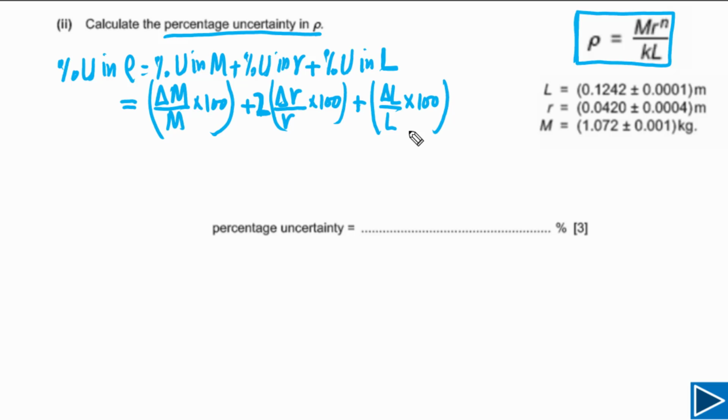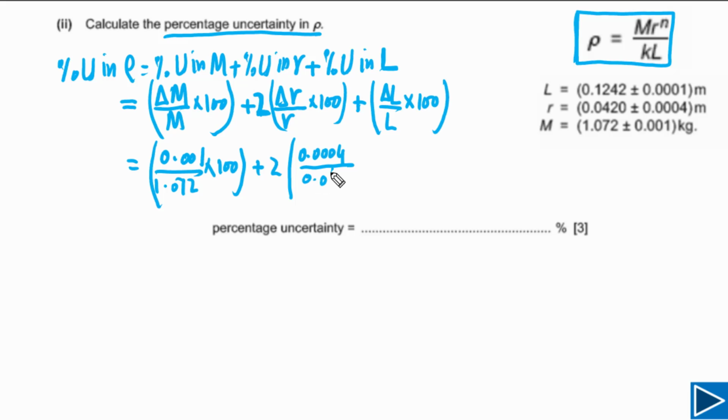Now we need to plug in values and we can calculate our final answer. In this case, delta M is 0.001 divided by 1.072. We need to multiply this one with 100, plus we have 2, and delta R in this case is 0.004, and this is divided by 0.0420. We have to multiply this with 100, and plus we have delta L. Absolute uncertainty in L is 0.001 meters divided by 0.1242. We need to multiply this one with 100.